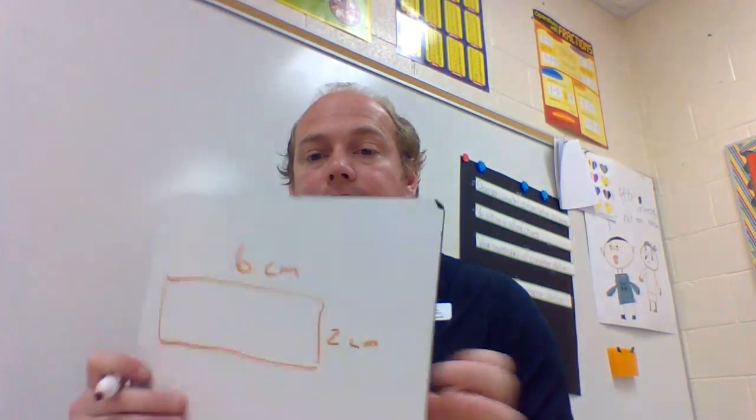Now we're going to look at a rectangle. And I'm probably way better at drawing a rectangle than I am a square. So we're going to say that this side is 2 centimeters. Looks like it to me. And we're going to say that this side is 6 centimeters. I think that's a pretty good estimate.